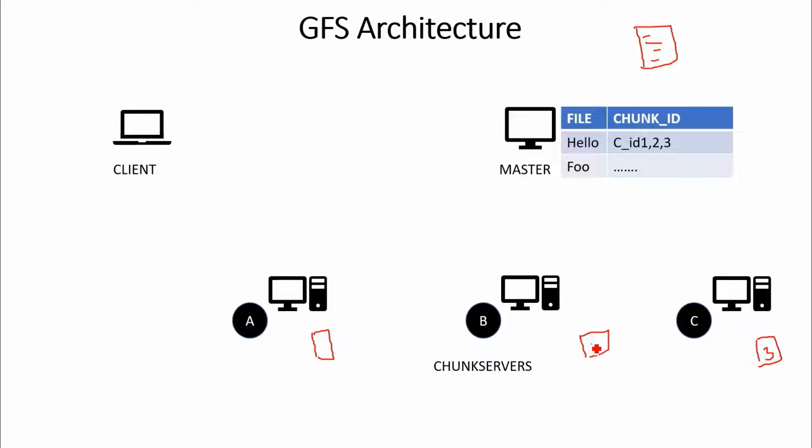We can customize the replication factor also. So this hello.c file, say for example, is divided into multiple chunks 1, 2, 3, and these chunks are also replicated on different chunk servers.